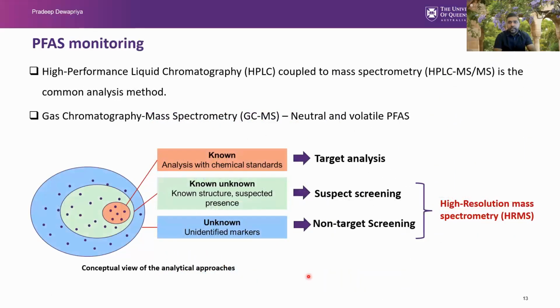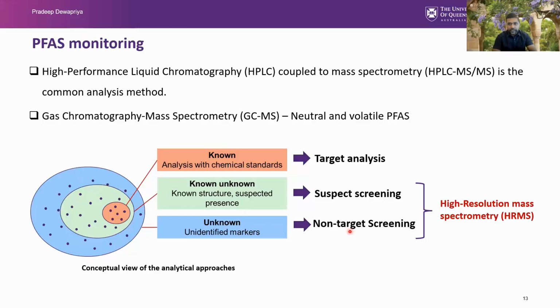HPLC is the most common laboratory-based analytical approach to monitor PFAS human exposure. Additionally, GCMS can be used for monitoring neutral and volatile PFAS. Depending on the pre-existing knowledge of chemicals, analytical approaches can be categorized into three main categories: target analysis, suspect screening, and non-target screening. Target analysis detects and quantifies the chemicals with known PFAS where reference standards are available.